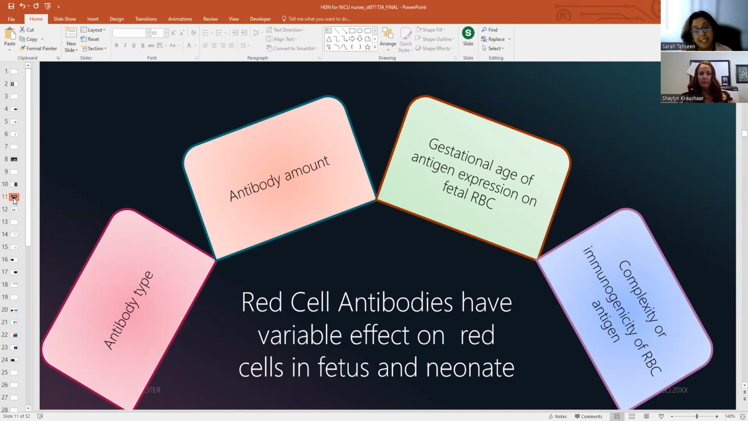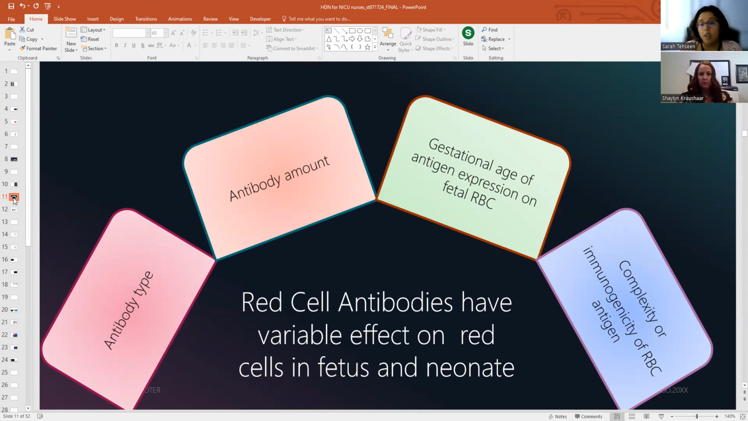So all red cell antibodies are not created equal. They can have a very variable effect on red cells and the fetus and neonate, and it's a function of a few things. The antibody type, as we discussed. What is the antigen against which there is antibody? Some red cell antibodies, even if they cross the placenta, will not cause a lot of damage. Some cause a lot of damage, and a common example is anti-D, right? When is a particular red cell antigen expressed on the surface of fetal red cells, and in what quantity? Because that will also be involved in the stimulation of the maternal immune system.